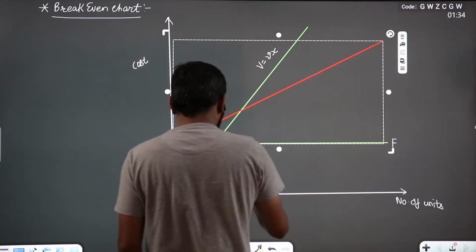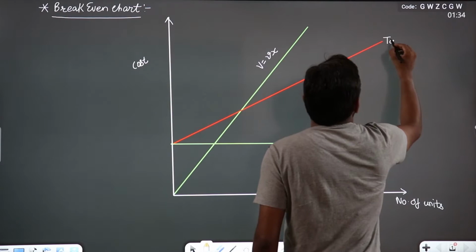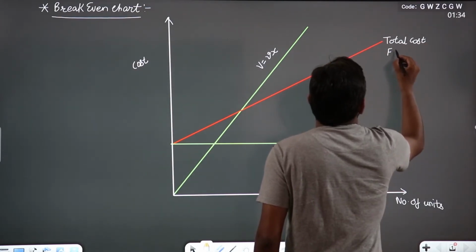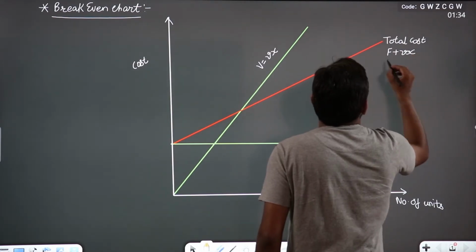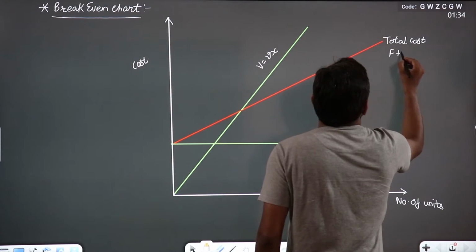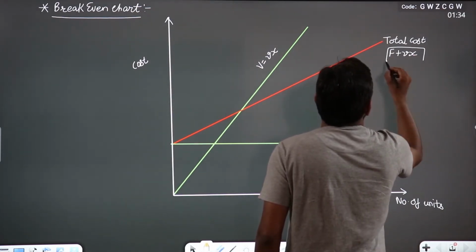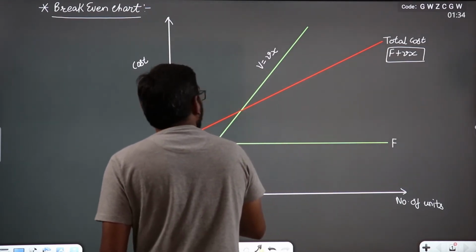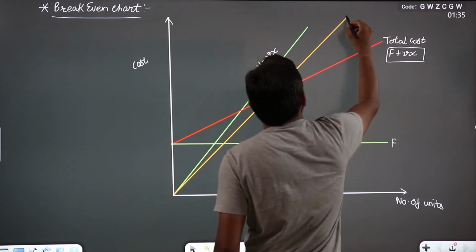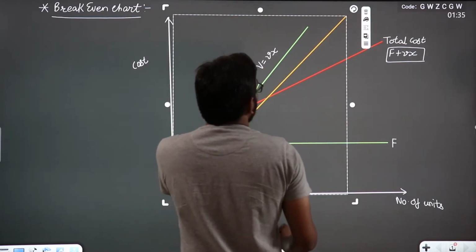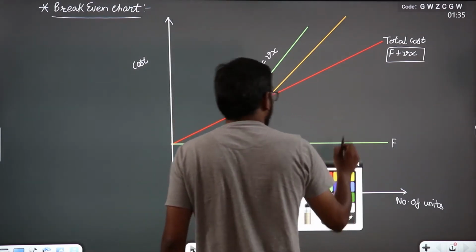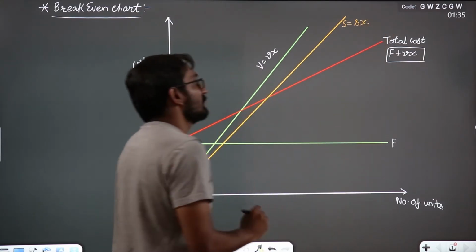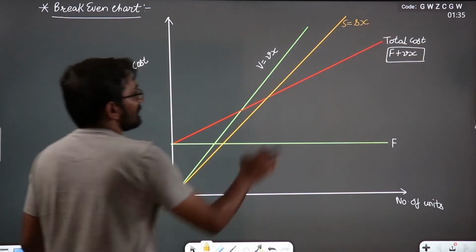This is your total cost, right? Total cost will be equal to fixed cost plus variable cost. Now if I draw the sales graph, let us say this will be the sales graph. So here we have, this is your sales. Total sales will be equal to sale of 1 unit into number of units produced or number of units sold. So this will be the sales graph.